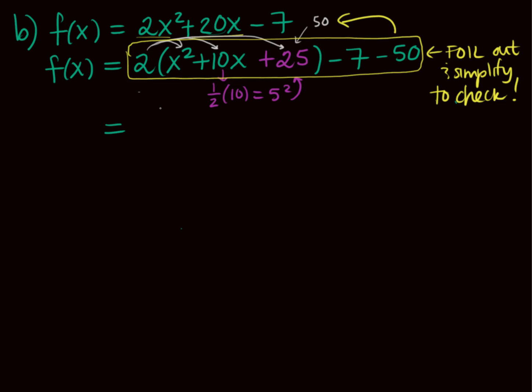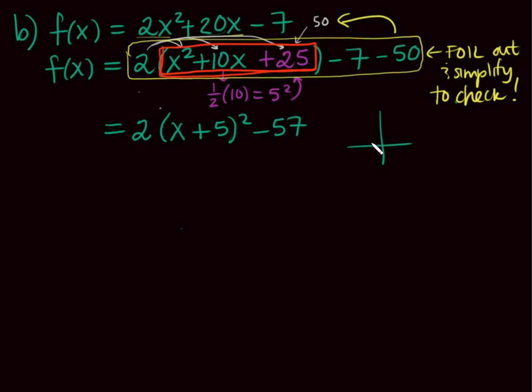All right, so now I want to rewrite this stuff that's in the red box as a perfect square. So I still have the 2, okay? I'm gonna make that 2 times the quantity x plus 5 squared. Remember, it's always whatever number here that we squared. And then what do I have? Minus 57.